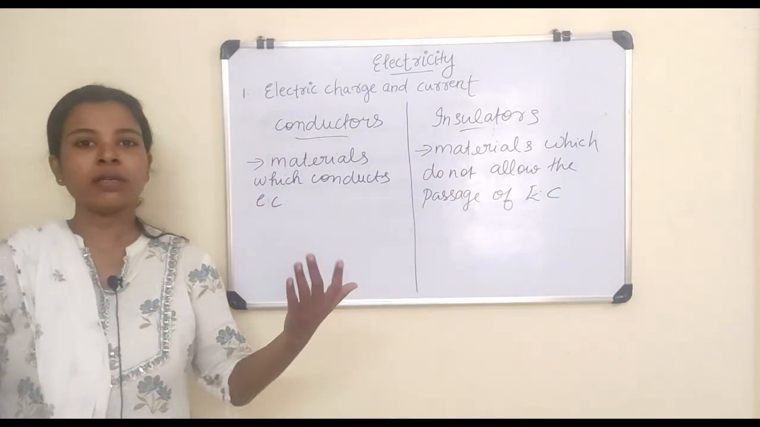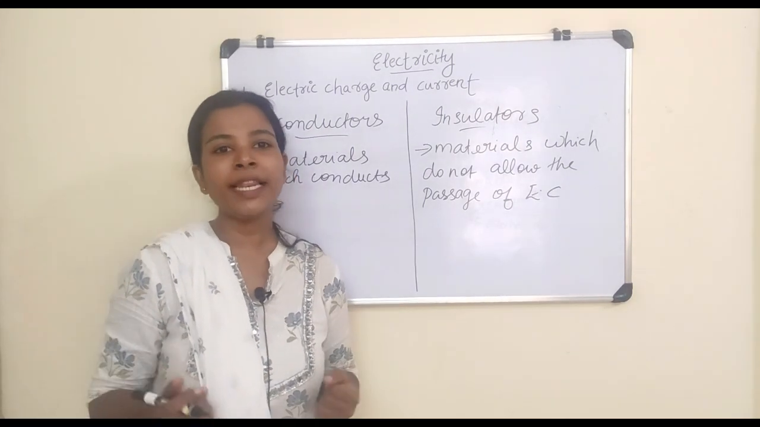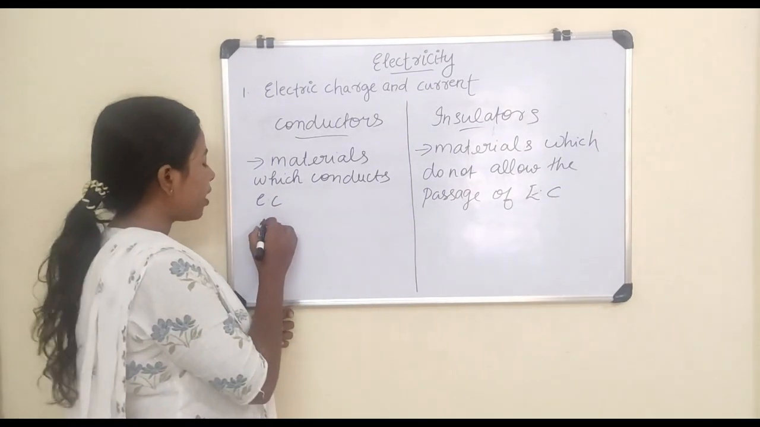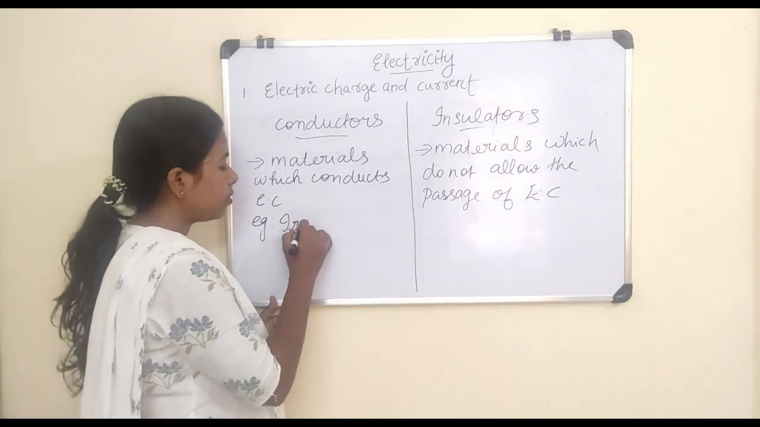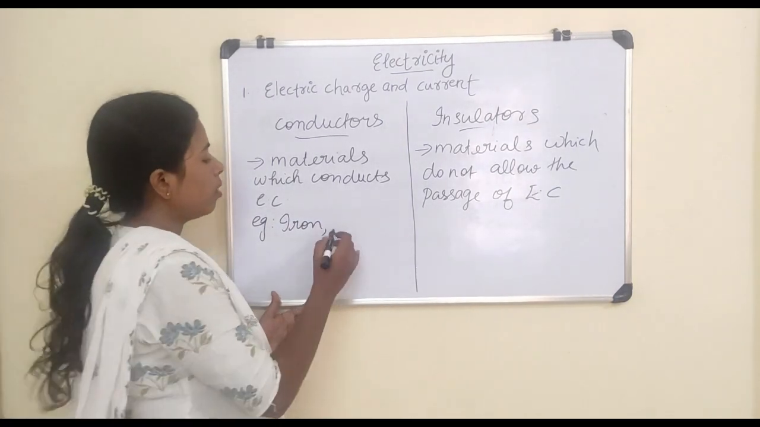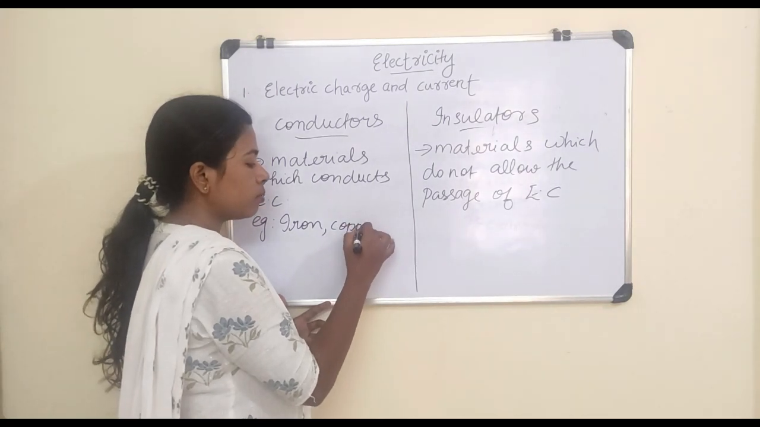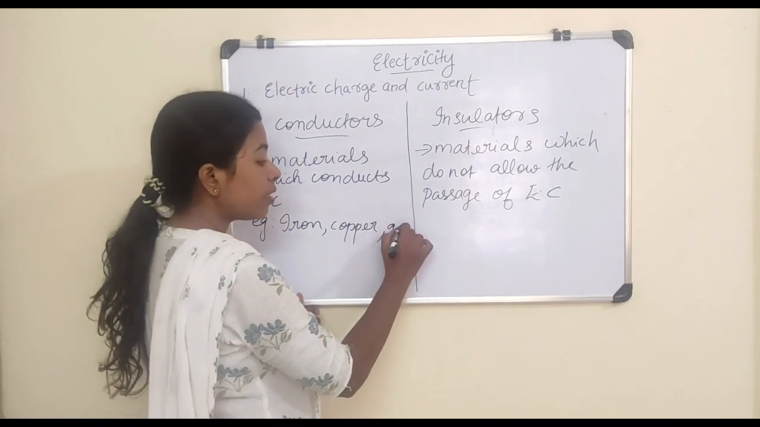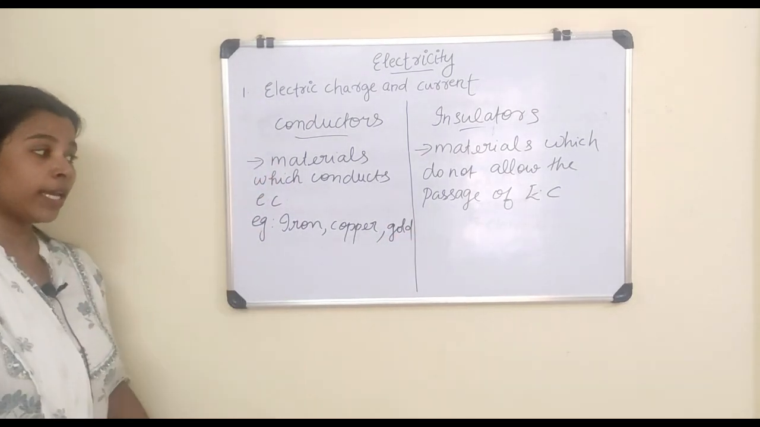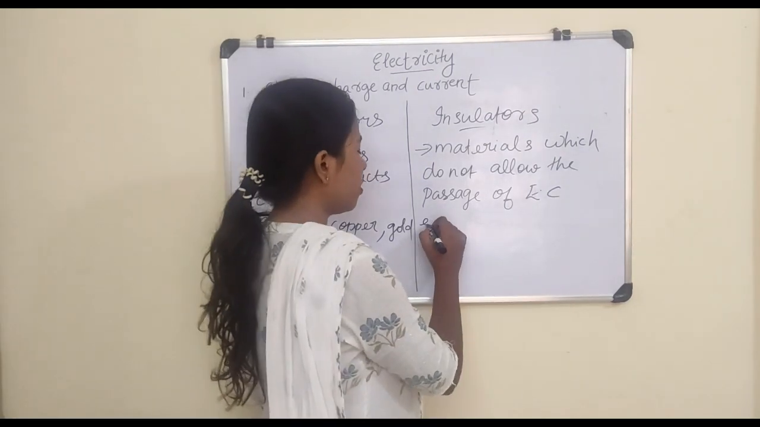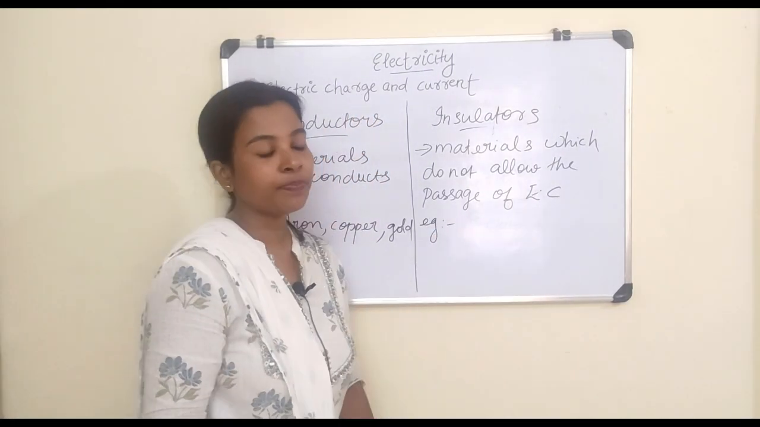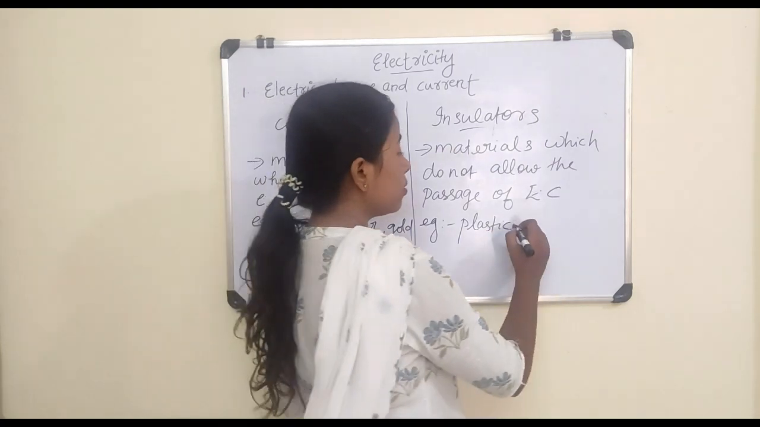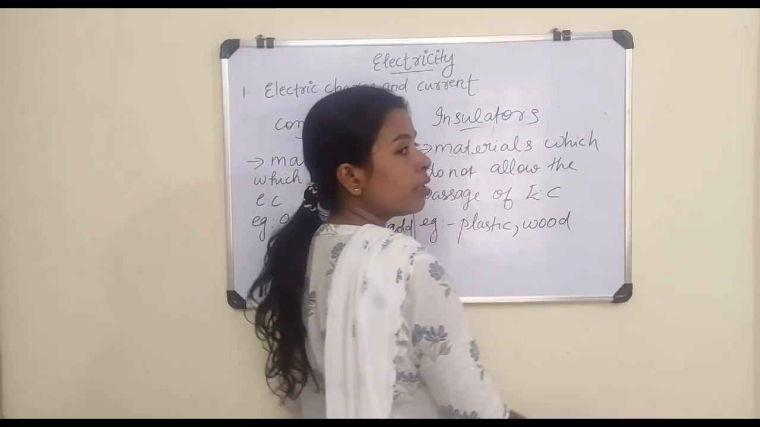Yeah, just recollect from your normal life. Okay, so conductors, metals. Okay, metals like what? Iron. Then what? Copper. Okay, mostly metals. Gold. All these are conductors of electricity. Okay, and what are the examples for insulators? Yeah, plastic. Then what? Wood. Then what? Cloth.